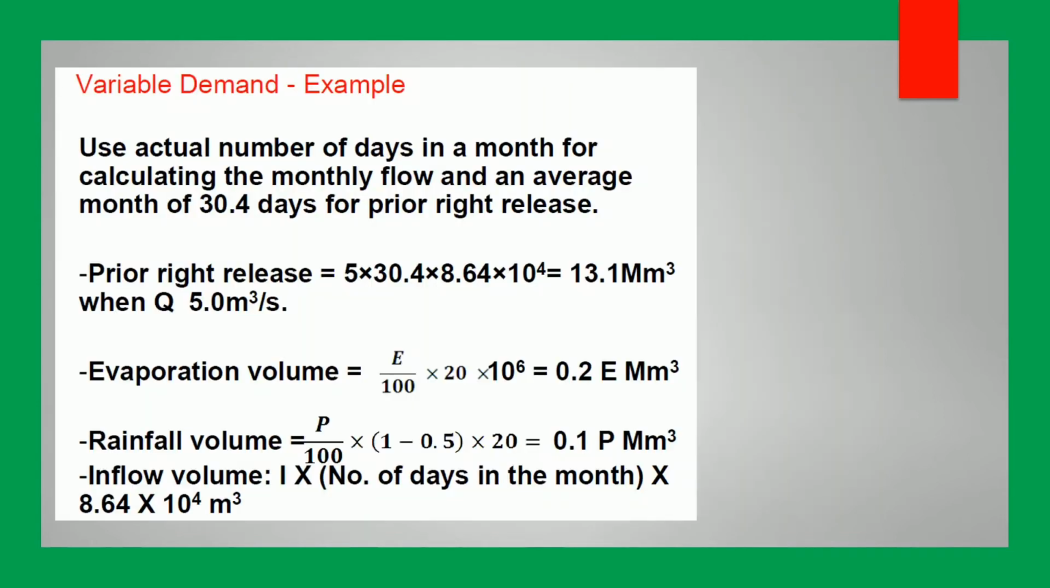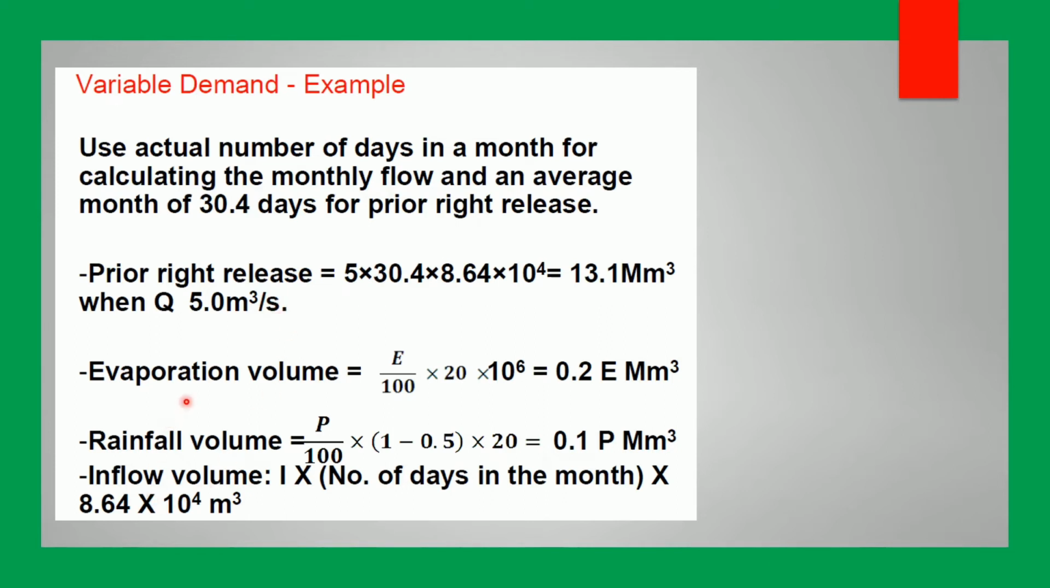This is the solution. Use the actual number of days in a month for calculating the monthly flow, and an average month of 30.4 days for the prior right release. So the prior right release is equal to 5 times 30.4 times 8.64 times 10 to the power of 4, which gives 13.1 Mm³ when Q is equal to 5.0 meter cube per second.